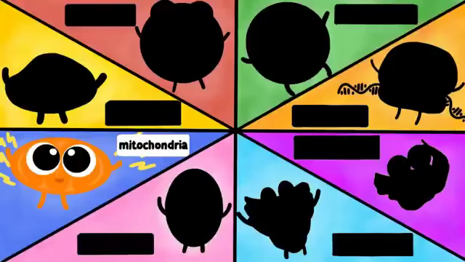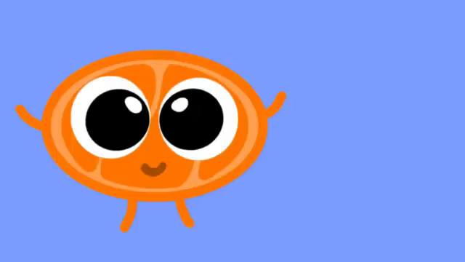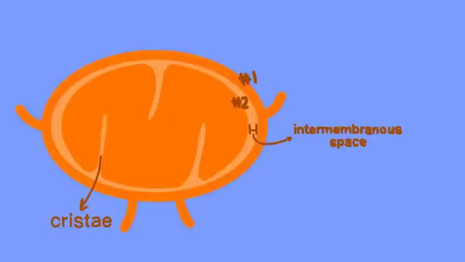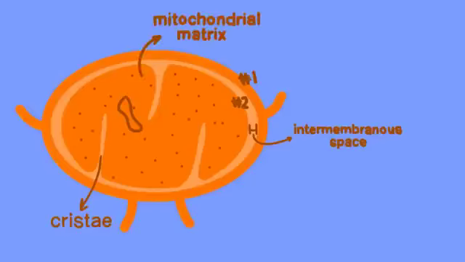Next, we have mitochondria. Mitochondria have a very similar structure to chloroplasts. They also have a double membrane, so there's your layer 1 and 2. Their second layer has many folds in it called cristae. They also have an intermembranous space like chloroplasts, as well as their own ribosomes and DNA, which are located in a region called the mitochondrial matrix.